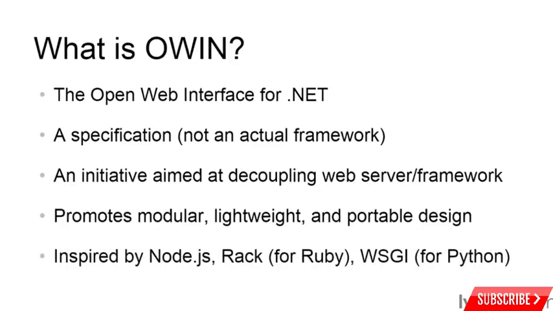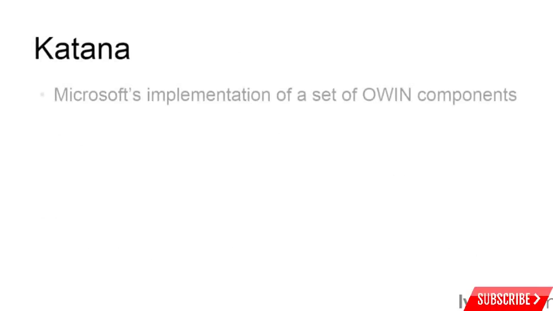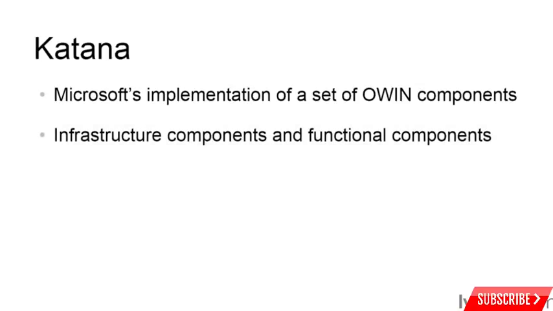These ideas are a bit abstract at first, but if you happen to be familiar with the architectural principles of something like Node.js, Rack, or WSGI, then you'll have a good starting point for understanding Owin. Katana, on the other hand, represents an actual implementation of these concepts in the form of a collection of Owin-based components. They include infrastructural components like hosts and servers, as well as functional components such as authentication modules.